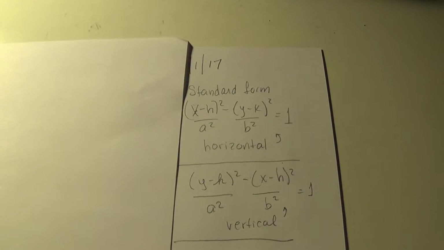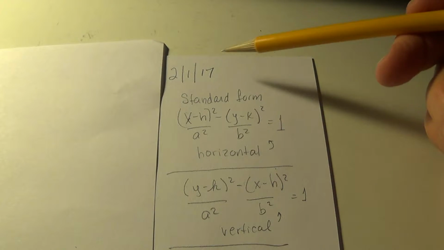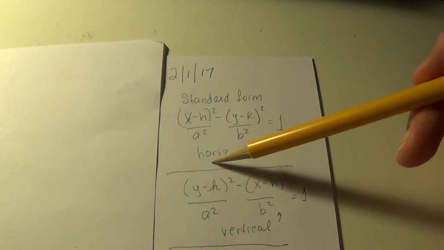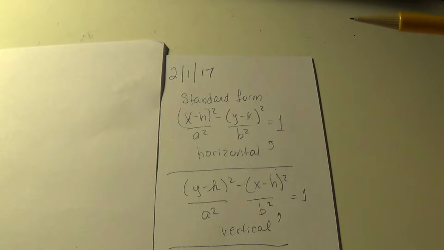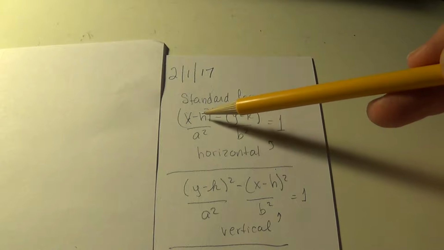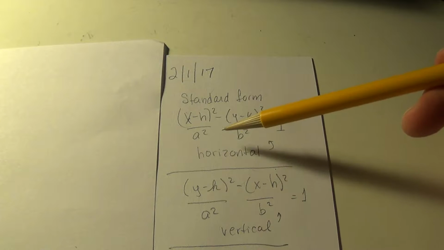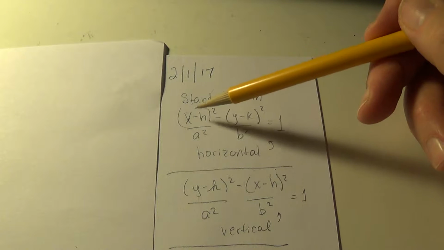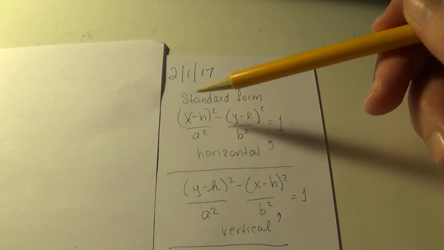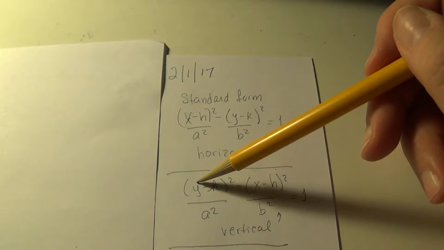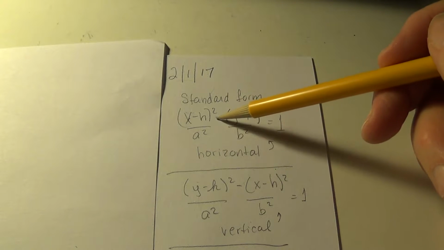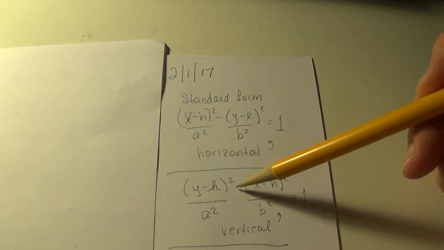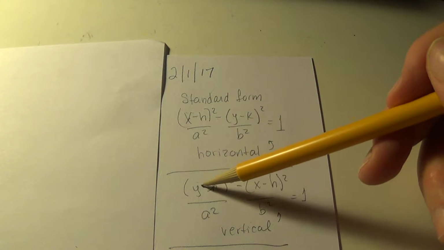Here is the standard form for hyperbola. This should be at your fingertips somewhere in your comp book or your notes. There it is. Remember, you can tell a horizontal from a vertical by which term is positive. If you have an x term that's positive, it is a horizontal. If the y term is positive, you have a vertical. So back here the negative goes to the y, and here the negative goes to the x. So we're looking for the positives.